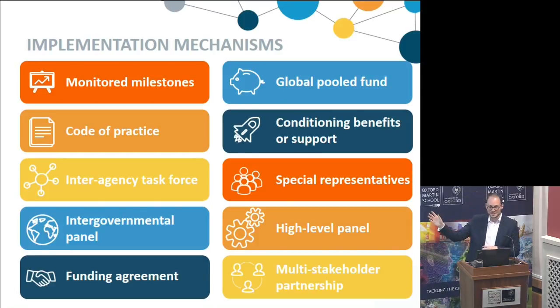Controversially, I'm not promoting this, but you could condition benefits or supports on action. So for example, one thing you could imagine is that if a country was going to invest in promoting access for an antibiotic in a particular country, maybe that country should simultaneously have a stewardship program to make sure that the negative externalities of that access program are minimized. You could create special representatives, you could have a high-level panel, multi-stakeholder partnership, lots of different process-oriented design features that could be included and which previous studies have pointed to as being important for having impact.